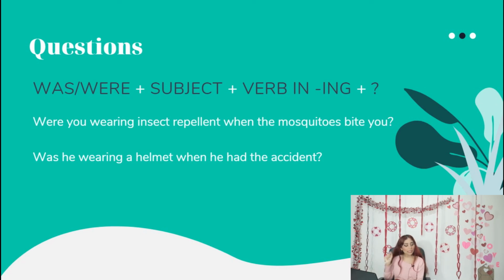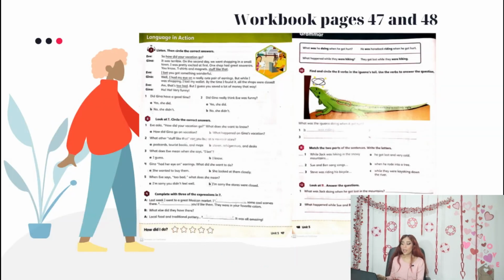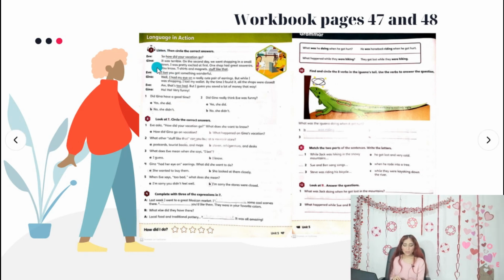Now we can go to the activities in the workbooks. We are going to use the workbooks on pages 47 and 48. On the first page, we have a listening, and it's a conversation between Eve and Gina. And the activity 7 instruction says, listen, then circle the correct answers. Let's listen to it carefully. Remember that if you need to listen to it again, you are free to do it.